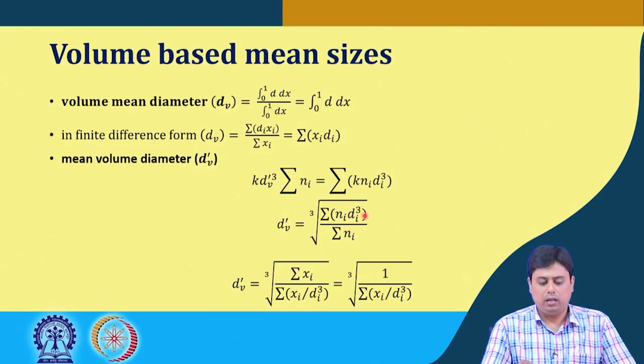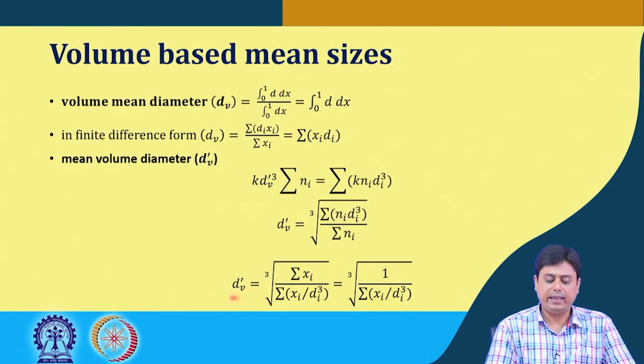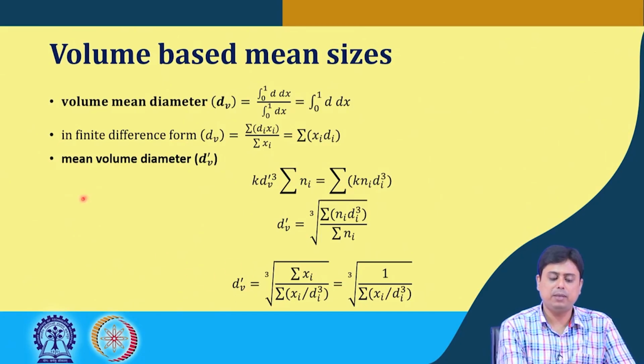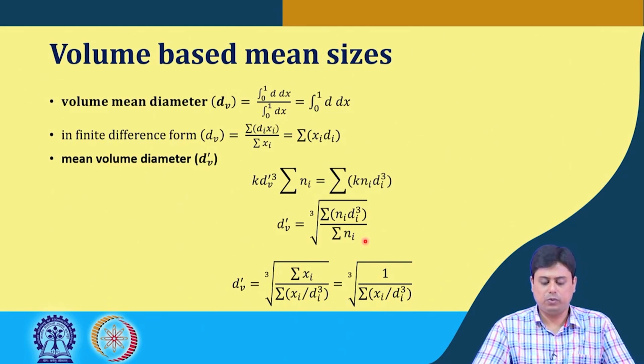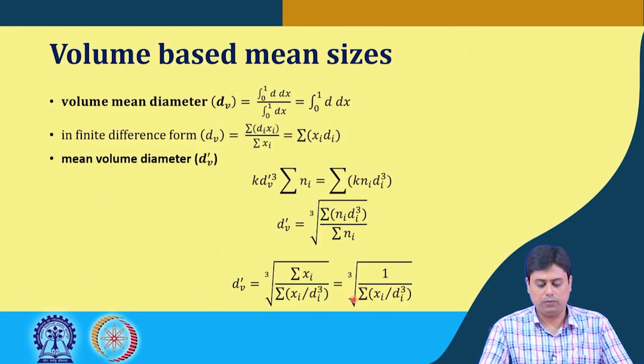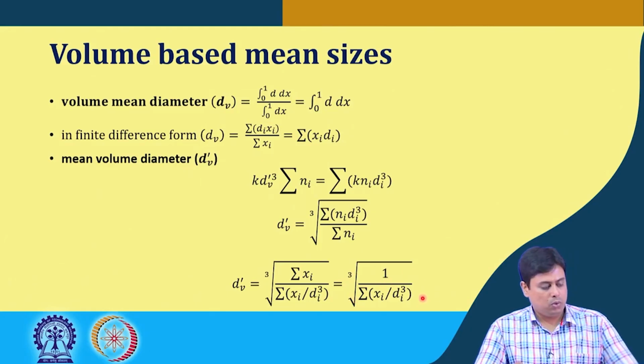And like in the previous slide, we have seen the relation between n and x. So, if we now replace this ni with xi, which is the mass fraction, we can have the expression of d prime v, which is the mean volume diameter, as this expression, which is 1 by the summation of xi di cube, its cube root.